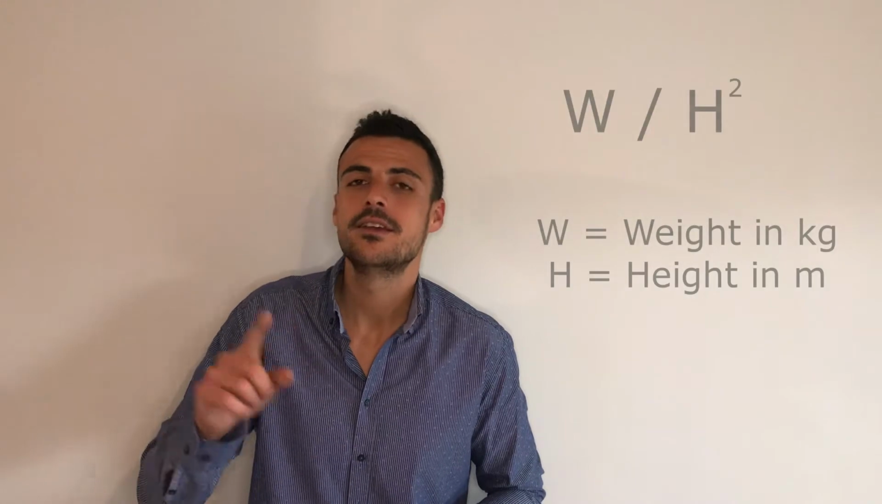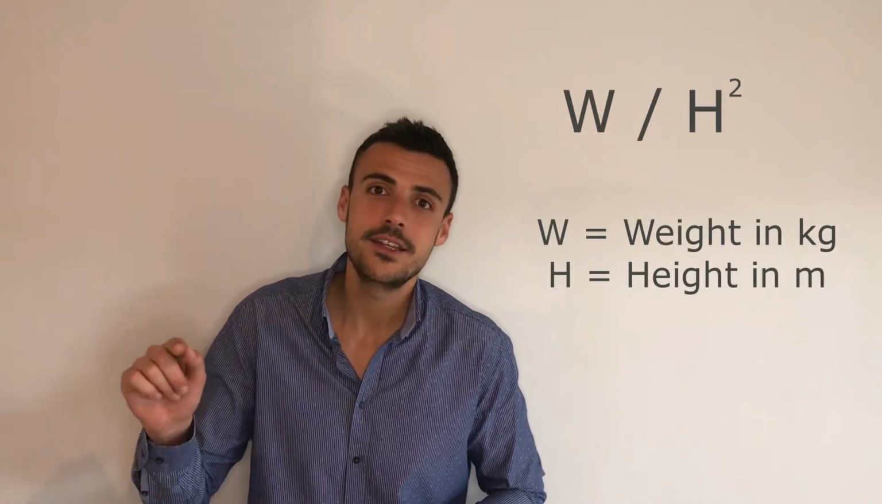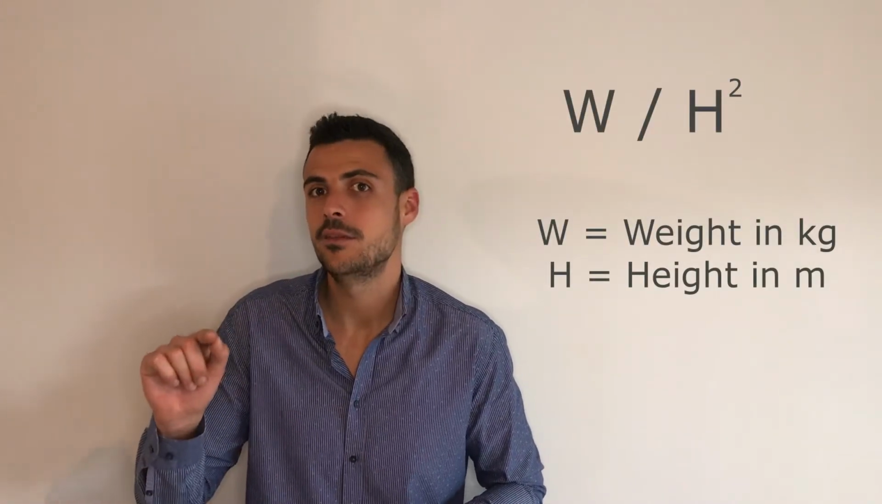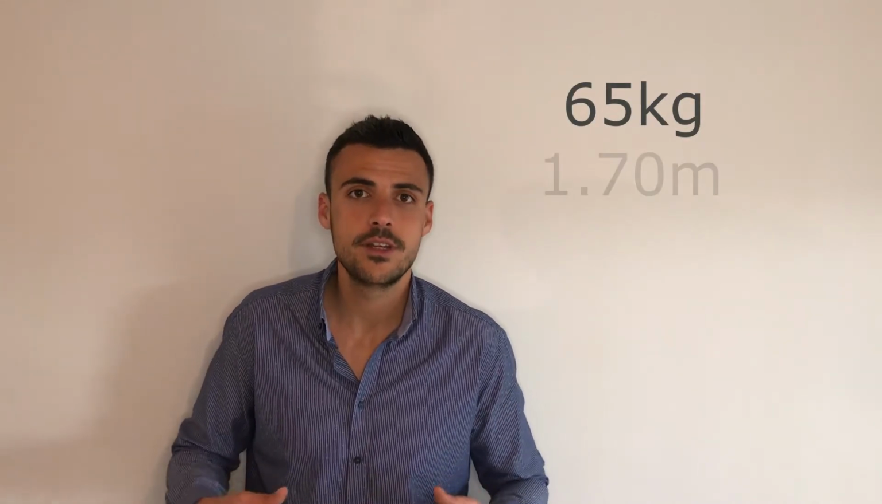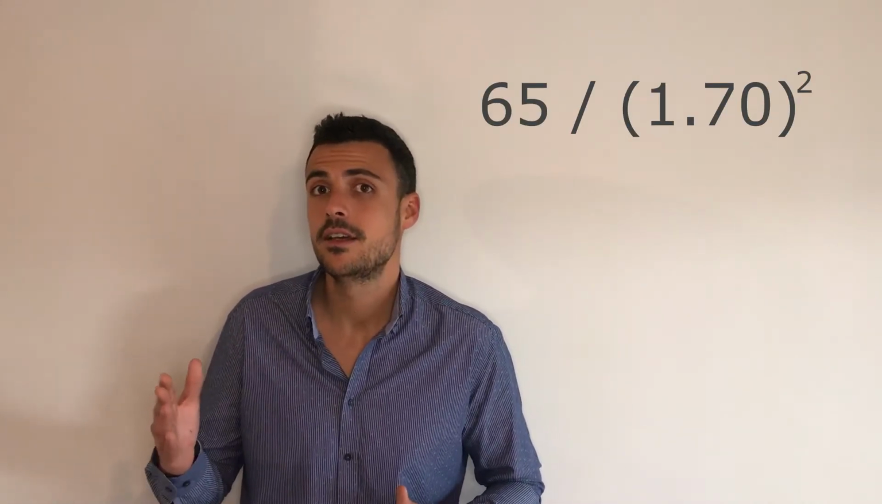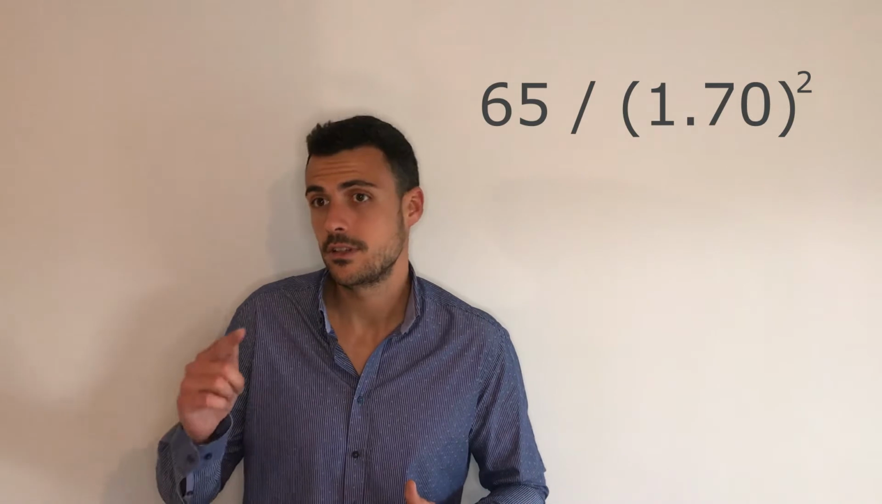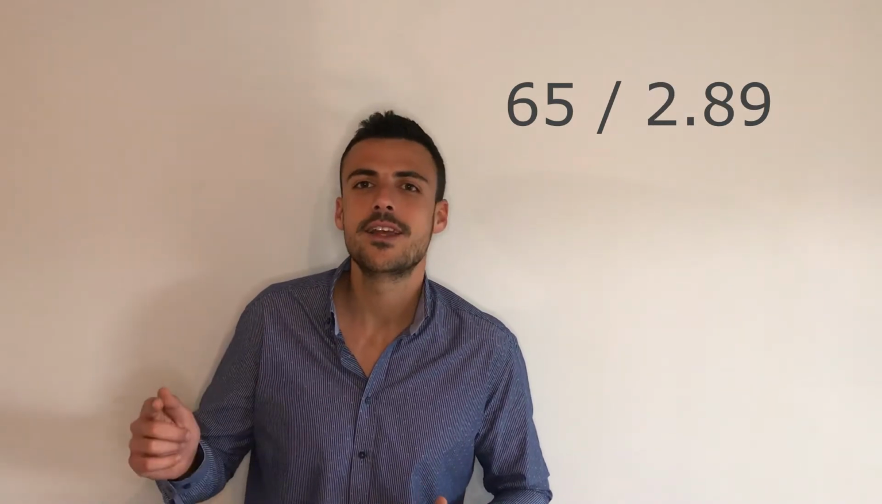So what is the BMI formula? Your weight in kilograms divided by your height in meters squared. So let's say someone weighs 65 kilos and his height is 170, 1 meter 70 centimeters. So the BMI here is 65 divided by 1.70 squared, which means 65 divided by 2.89, which is around 22.5.